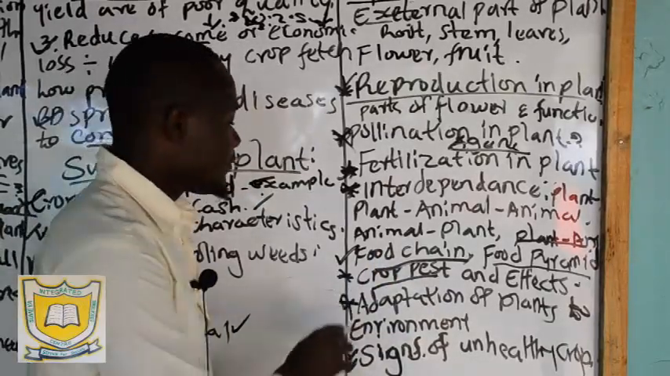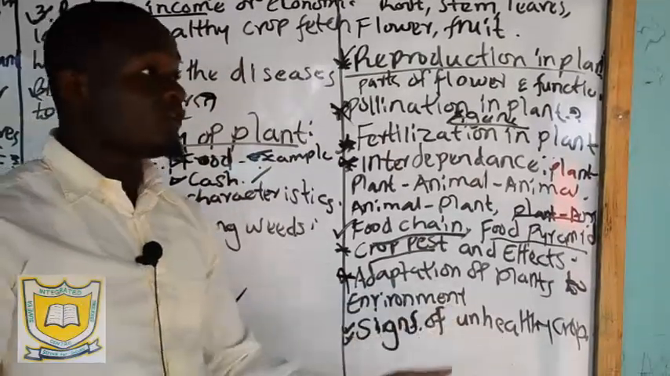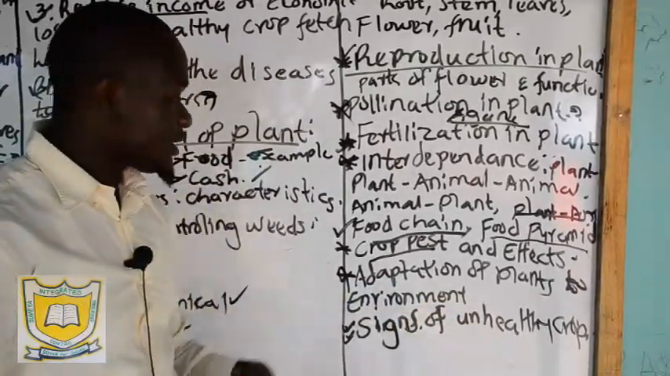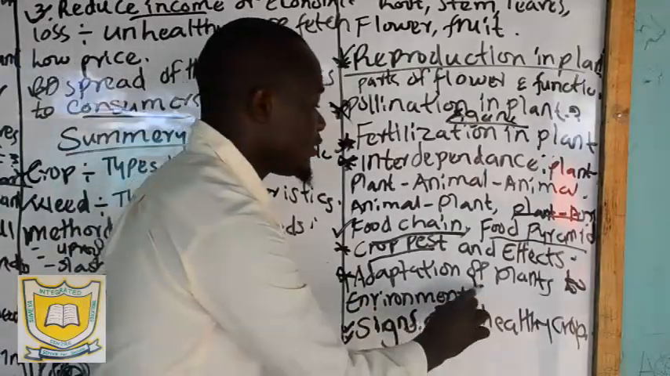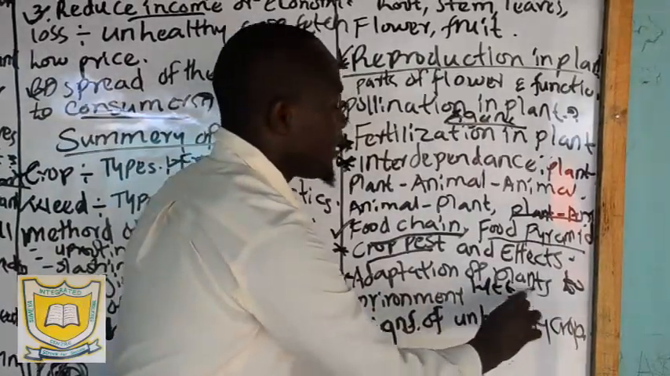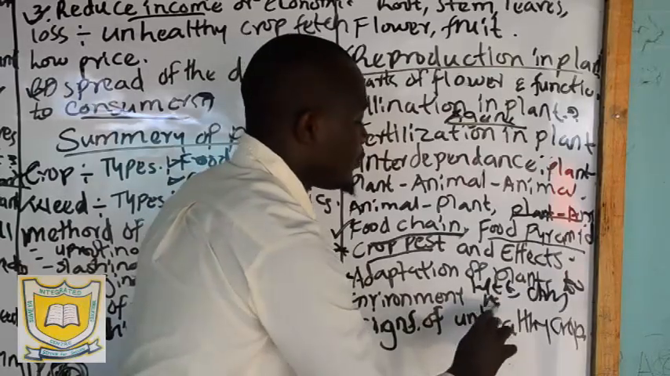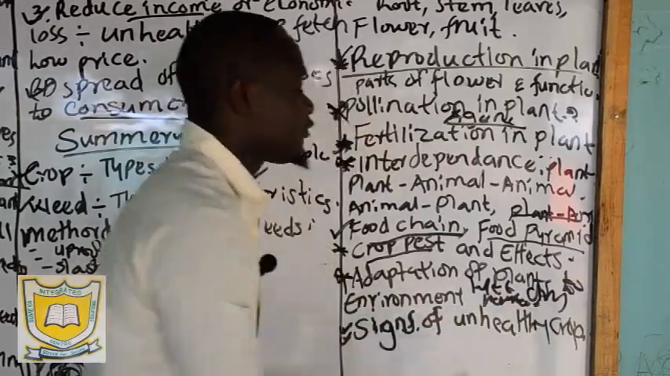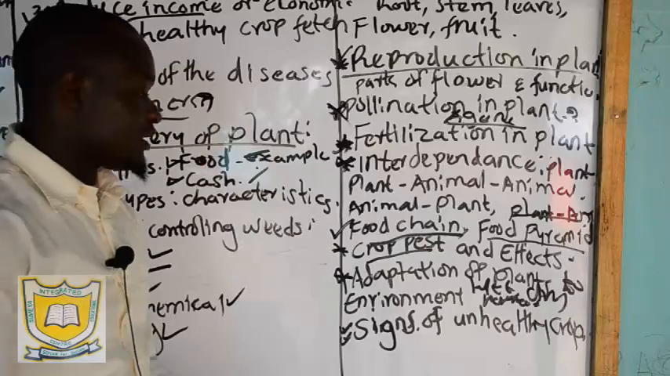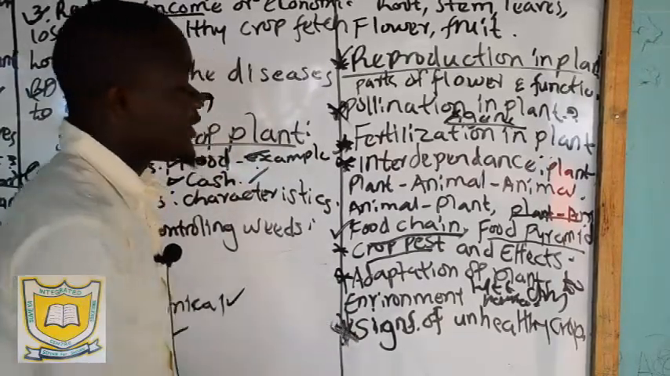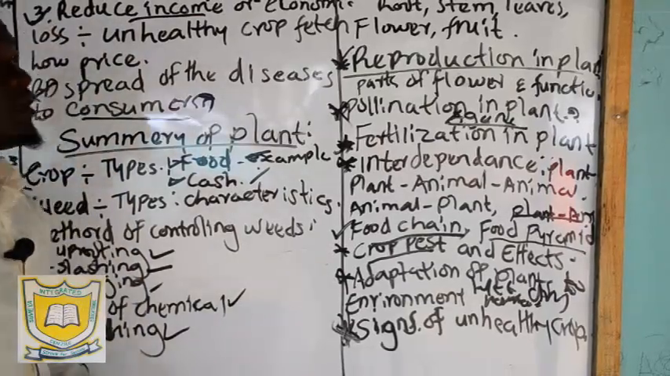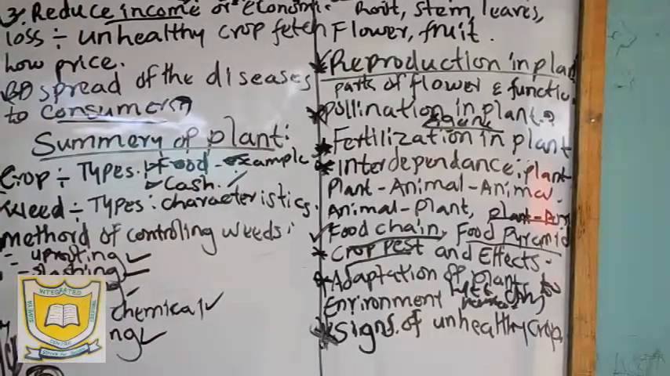Then last time we talked about the adaptation of plants to various environments or various climatic zones, where we talked of the wet zones. We have those that are wet, we have the dry areas, and we have the normal areas, where we talked of normal soil and normal temperature. And lastly, you have to understand what we discussed today, the signs of an unhealthy crop. Now that is all about plants.